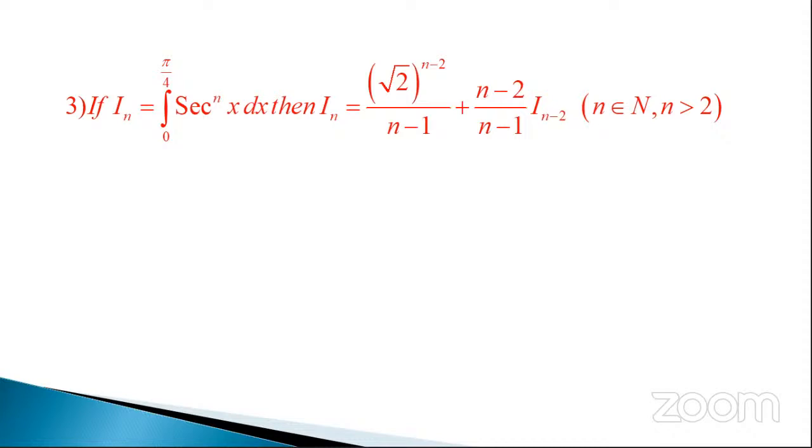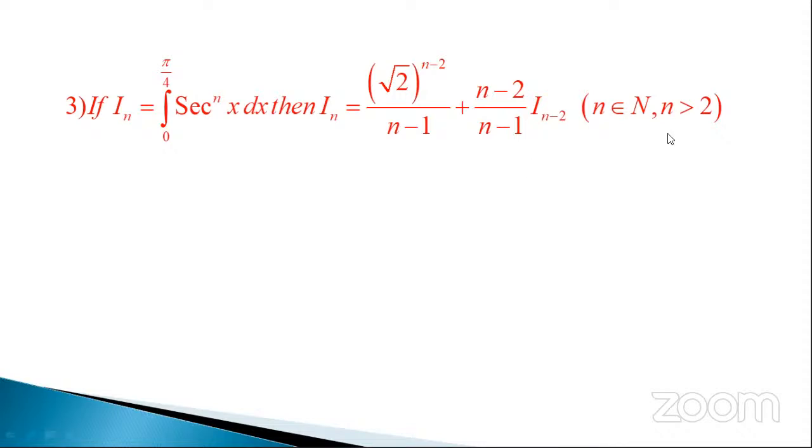The next reduction formula is for sec to the power of n x dx. The limits are 0 to pi by 4. I n equals integral over 0 to pi by 4 of sec to the power of n x dx. Then I n equals root 2 whole to the power of n minus 2, by n minus 1, plus n minus 2 by n minus 1 into I n minus 2. Am I clear? This is the formula for sec to the power of n x.